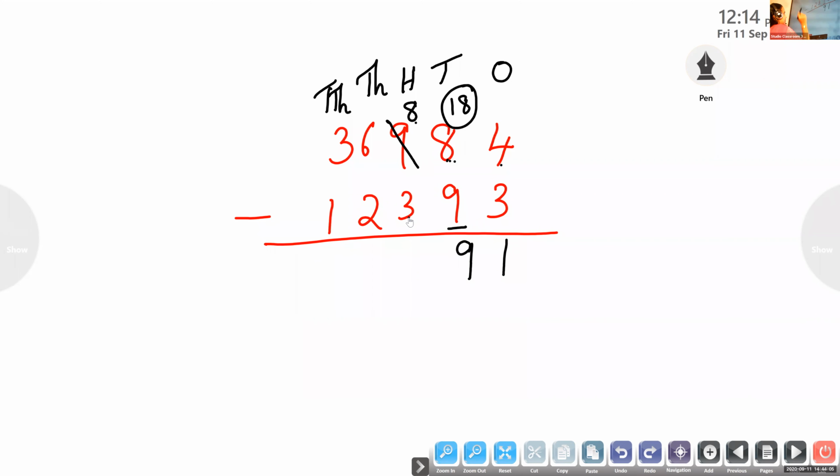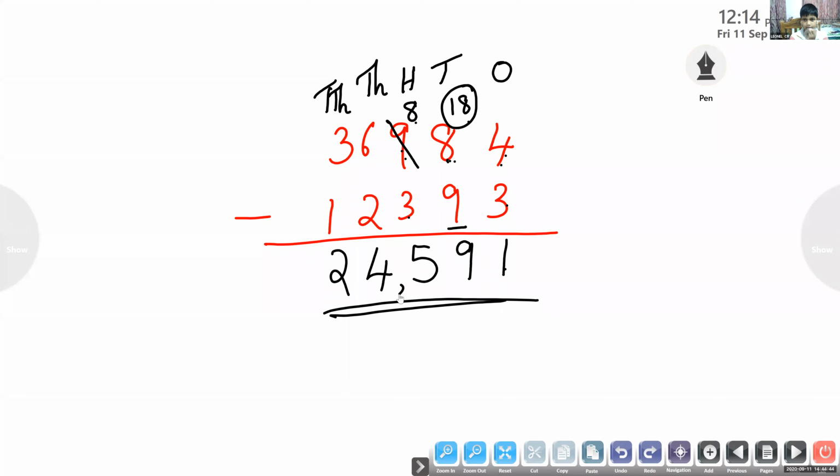Here 8 minus 3. 5. 6 minus 2. 4. And 3 minus 1. 2. Okay, very good. So we got 4 minus 3 is 1. Here 8 is a small number, so we borrow from 9. The 18 minus 9 is 9. You know 9 plus 9 is 18. And here 8 minus 3 is 5, 6 minus 2 is 4, 3 minus 1 is 2. So how to read this number? 24,591.